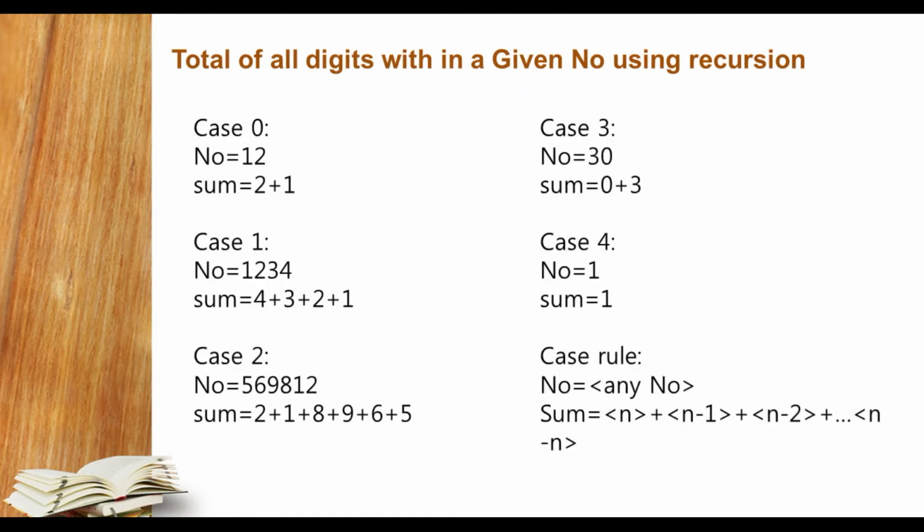Now we are talking about the total of all digits within a given number using recursion. So student, we can talk about this particular program in different cases. First case is that if a person enters 12, so the total will be 2 plus 1. Case 2, if the entered number is 1 2 3 4, our answer will be 4 plus 3 plus 2 plus 1.